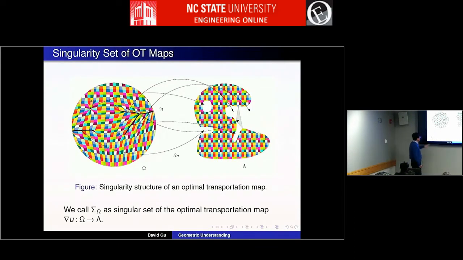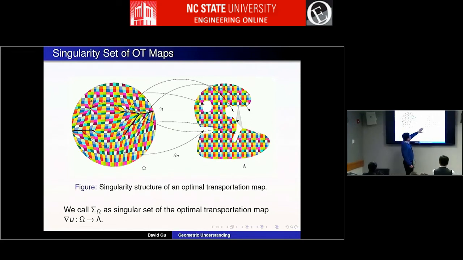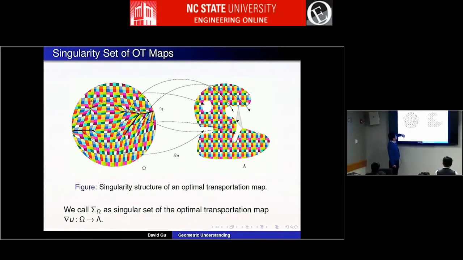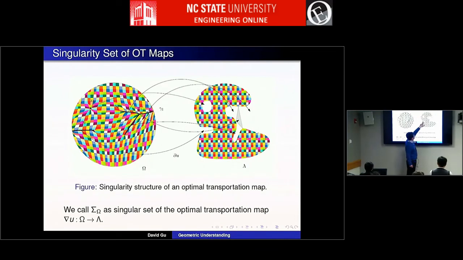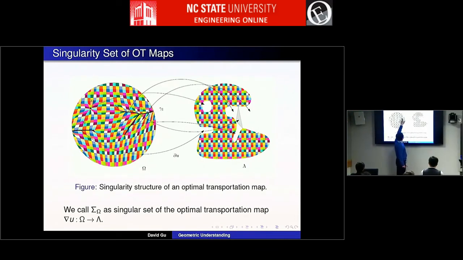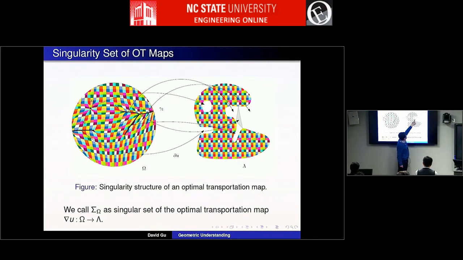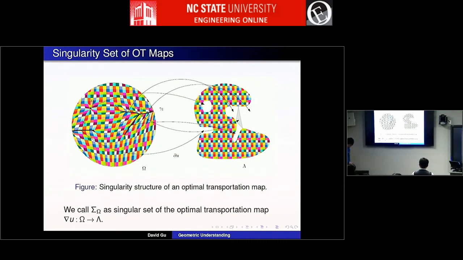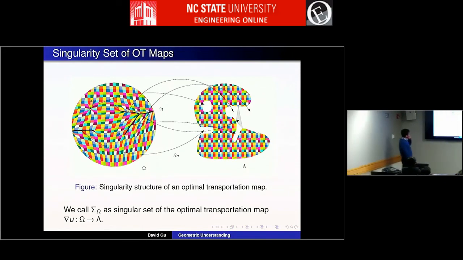So basically the source is a unit disk, but the target is an irregular shape. We have a hole there, then we have a concave boundary. Then there will be some singularity set. Each point on the singular set maps to a line segment here. The bifurcation point here maps to a triangle here. Then this single point maps to the whole area here. So therefore we see that the behavior of the optimal transport map is complicated.